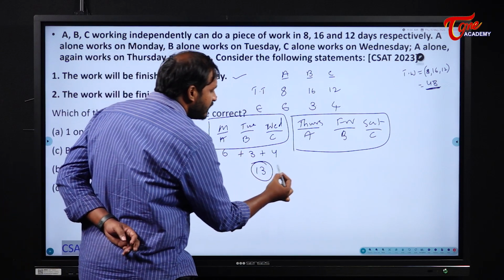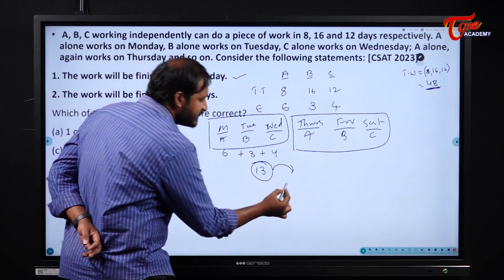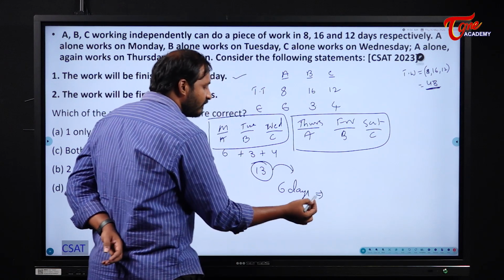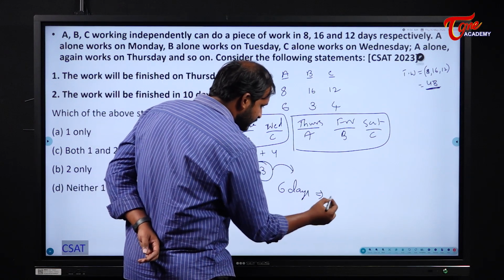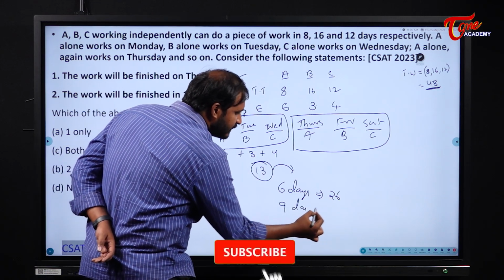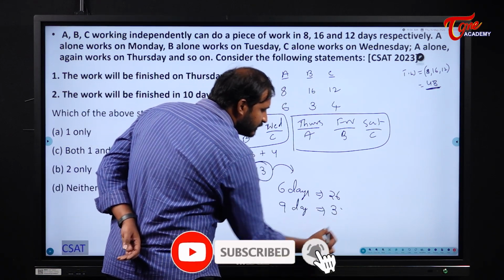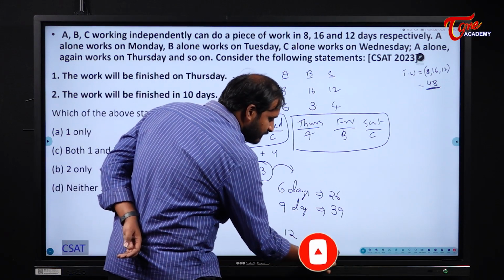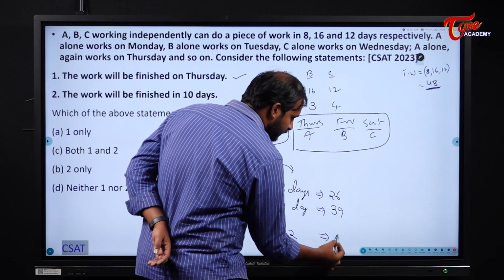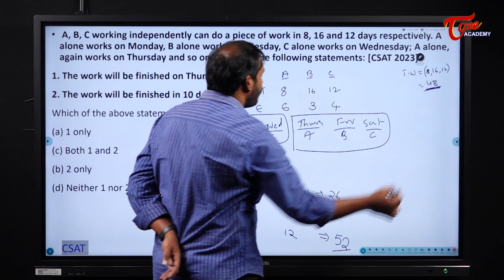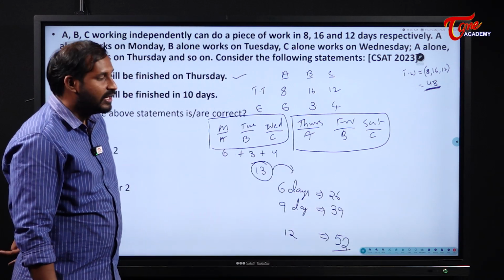So go with the multiples in next 3 days. By 6 days how much work will be finished for me? By 6 days the work finished is 26. In 9 days how much work will be finished? In 9 days, 39 work. In 12 days, for example, how much work will be finished for me? In 12 days, 52 work. But do I require 52 work here? No, I require only 48 work.